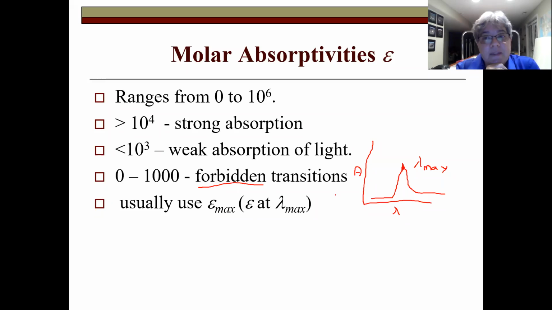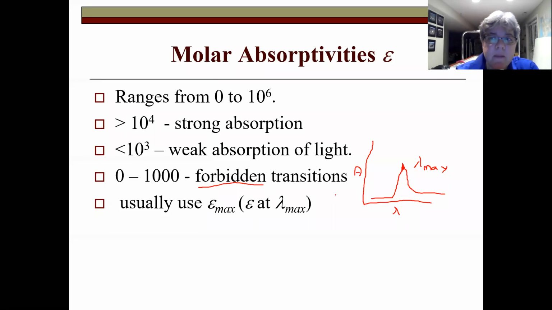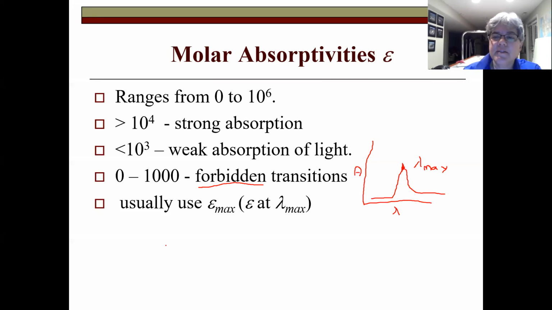Remember, we talked about this last time. There are 2 reasons, and you must know these 2 reasons. So, first reason we always use lambda max is maximum sensitivity. This is where my signal is the highest, up here at lambda max. So this will give me the highest signal. That's the first reason.